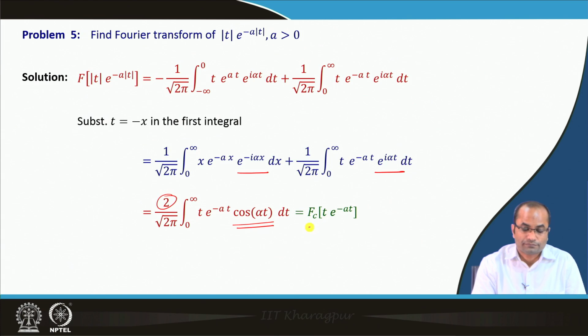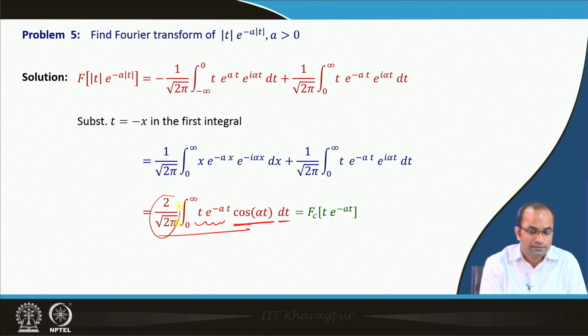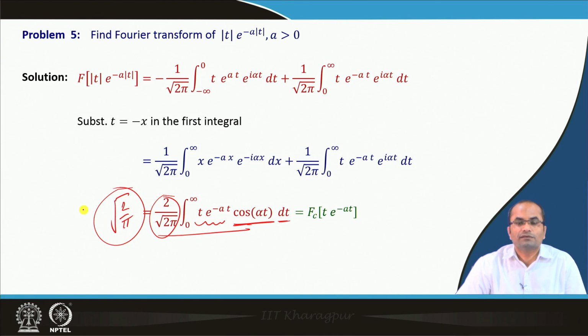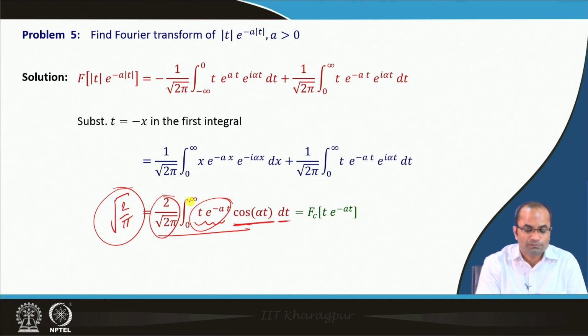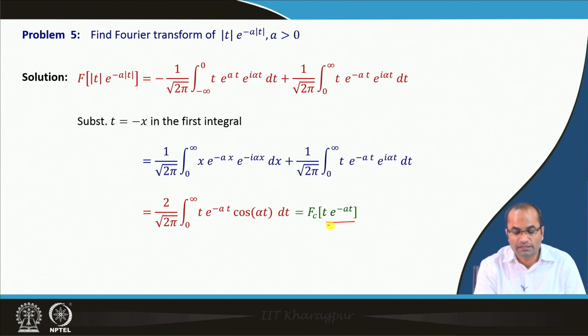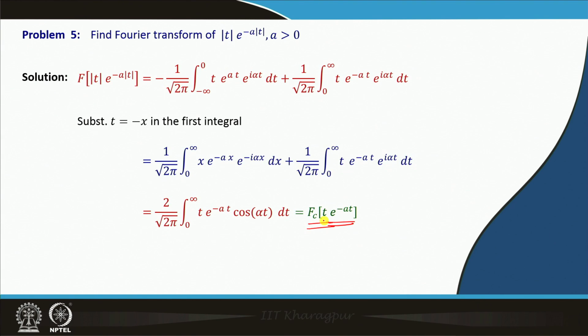So, we have here the Fourier cosine transform. If we take a look here, the t e power minus a t and cos alpha t dt, that was the definition of the Fourier cosine transform. And here is square root 2 over pi, that is exactly the factor we have considered also in the Fourier cosine transform. So, this is precisely the Fourier cosine transform of t e power minus a t. However, we do not know what is the Fourier transform of this t e power minus a t.